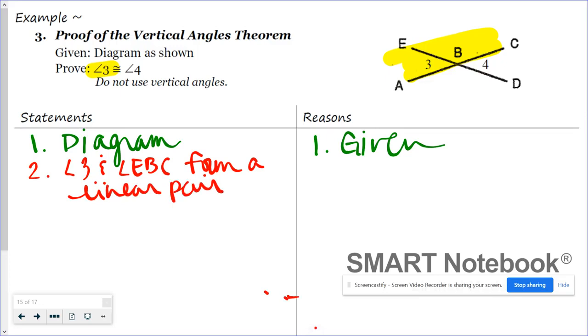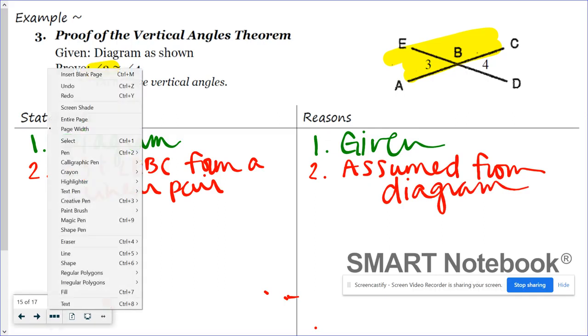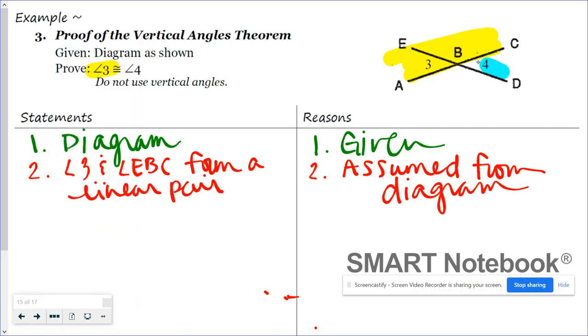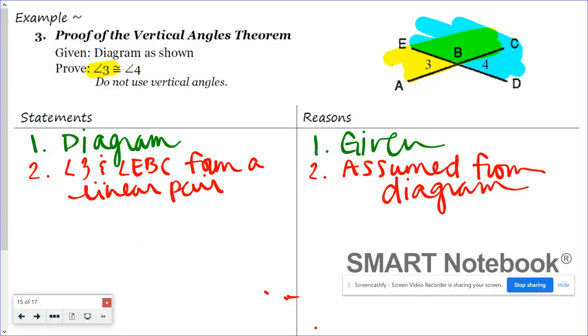Why can't I say that? You're right. That is one of the few things I'm allowed to assume from the diagram. Oh, I think I just heard someone think the same thing about angle 4. Okay. So I can say the same thing about angle 4, that it also forms a linear pair with angle EBC.